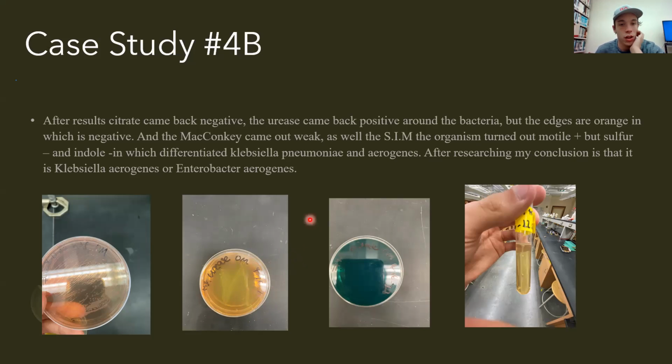I also did the MacConkey, which looked really weak when I got it after incubating it for a little bit. It had a little bit of pink, but not much. It was very weak and very hard to tell, and so I decided to deem it positive.